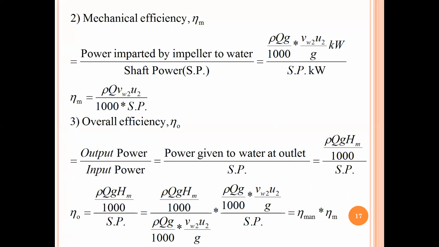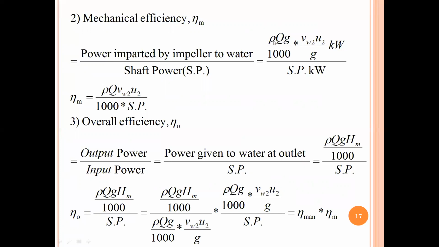Okay, now here mechanical efficiency: the input you're giving to your pump is your shaft power and the output is your hydraulic power, and mechanical efficiency is a part of overall efficiency. So here the just previous power is the power imparted by impeller to water.